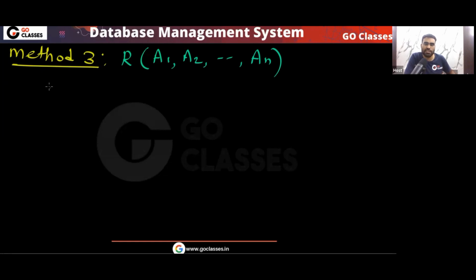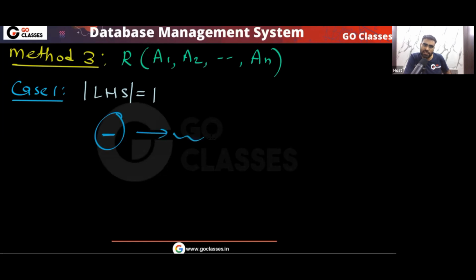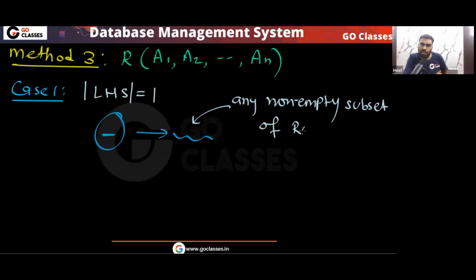The idea is very simple. Again, we will create cases. What will be case number 1? Case number 1 is when LHS has 1 attribute. Here I am putting 1 attribute on the LHS. On RHS, what can I put? Remember, on RHS I can put any non-empty subset of the remaining n minus 1 attributes.